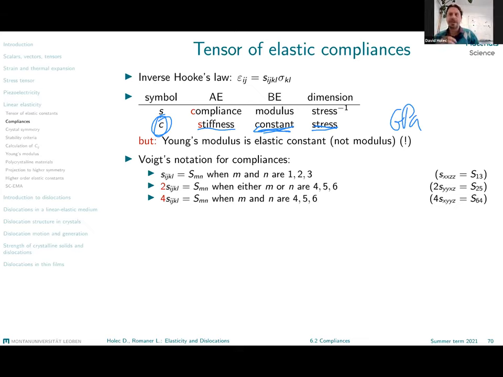The inverse quantity, which is labeled by S, has obviously the inverse dimension, which is the inverse gigapascal. So when you express it in pascals, the numbers would be extremely small. While here we have something in the order of 10 to the power of 9, here we would have something in the order of 10 to the minus 9 inverse pascal.